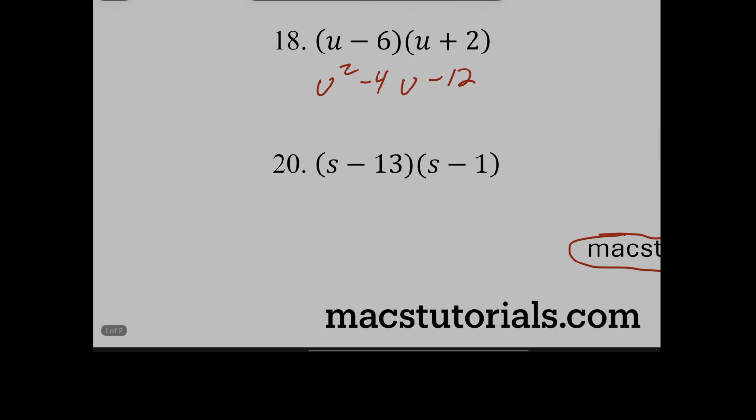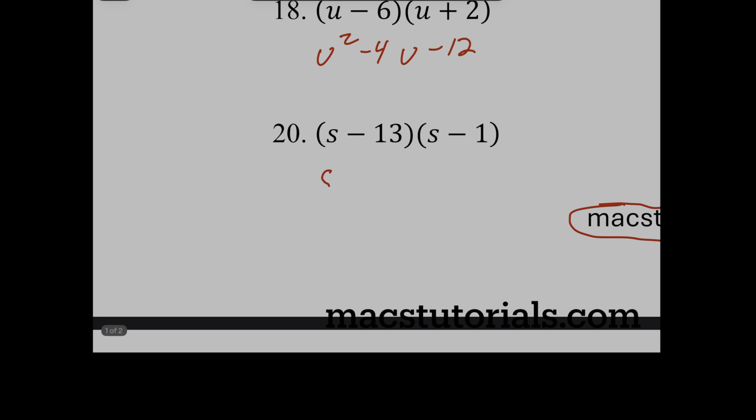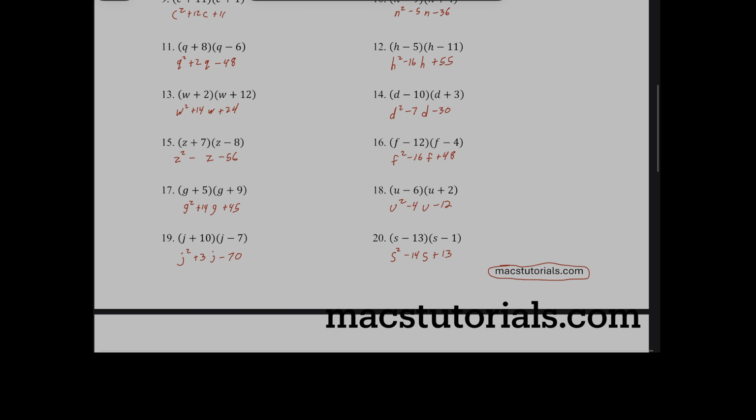When I add them together, I get a negative 4, and when I multiply them together, I get a negative 12. Number 20, I'm going to get an s. That's not a 5, that's an s, but an s squared and an s. When I add them together, I get a negative 14, and when I multiply a negative times a negative, it's a positive 13. Okay, and that, my friends, is B.